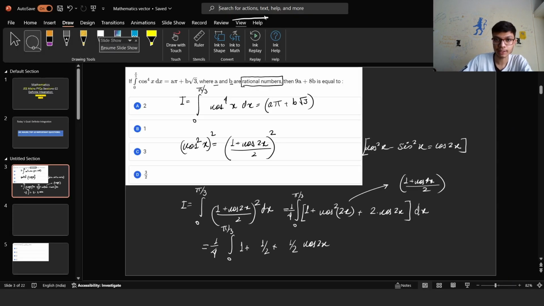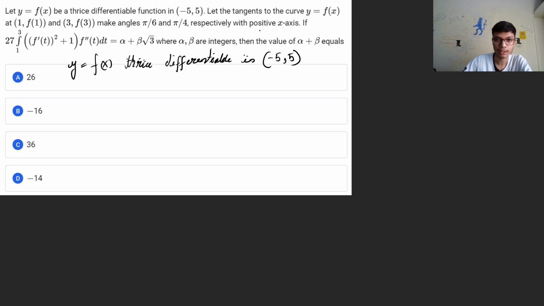It says that the tangent to the curve y equals f of x at 1 comma f of 1 and 3 comma f of 3 makes an angle pi by 6 and pi by 4 respectively with the positive x-axis. Now if the value of this integrand is equal to alpha plus beta times root 3, where alpha and beta are integral values, then find the value of alpha plus beta.